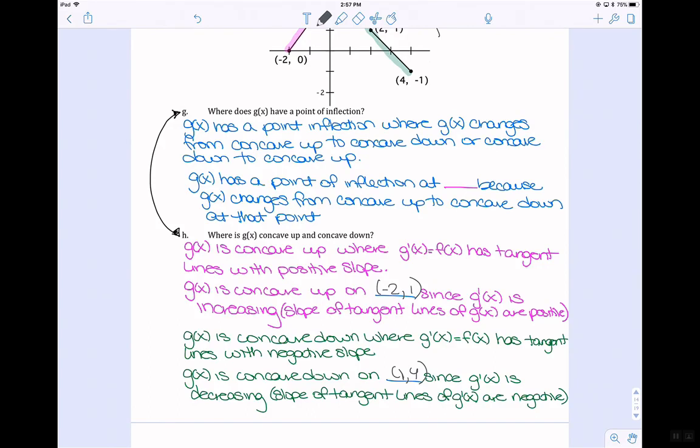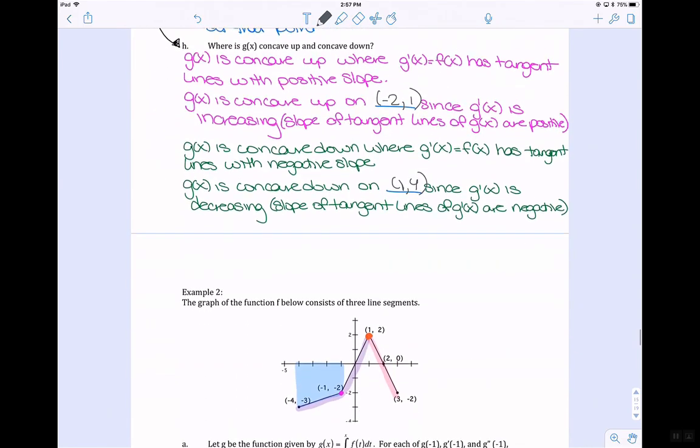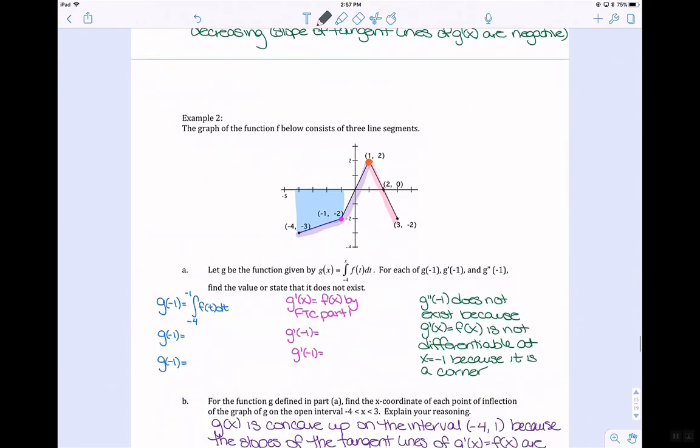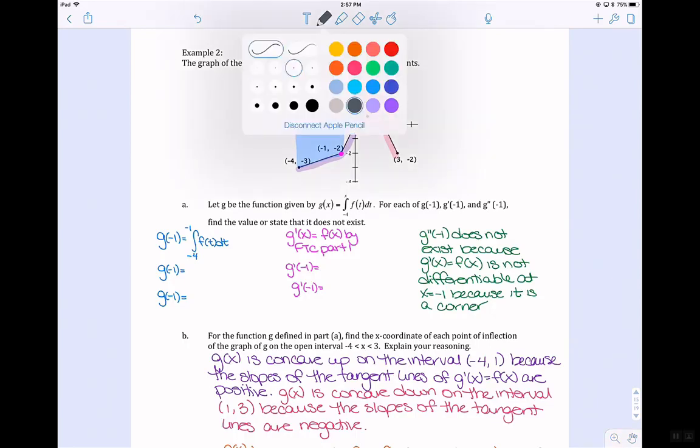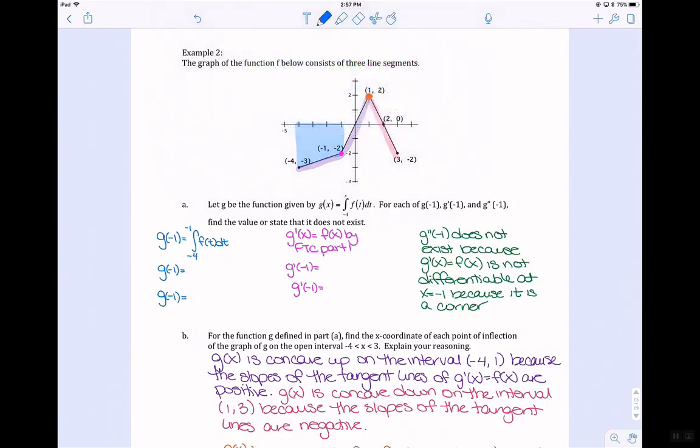Now let's switch examples just so that you guys can get an idea of maybe a free response question, because typically they have 3 or 4 parts to it for a graph interpretation. So the new function contains 3 line segments. Let g be the function where it's the antiderivative. Find g of -1, g prime of -1, and g double prime of -1.